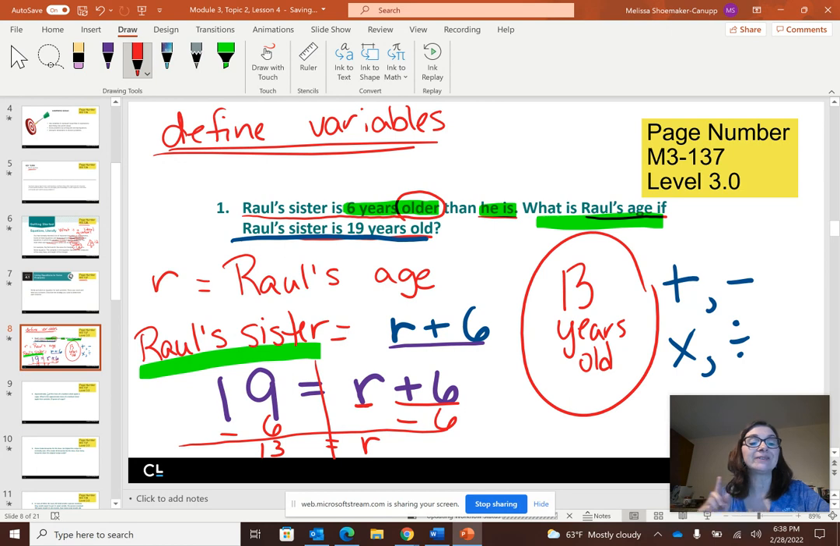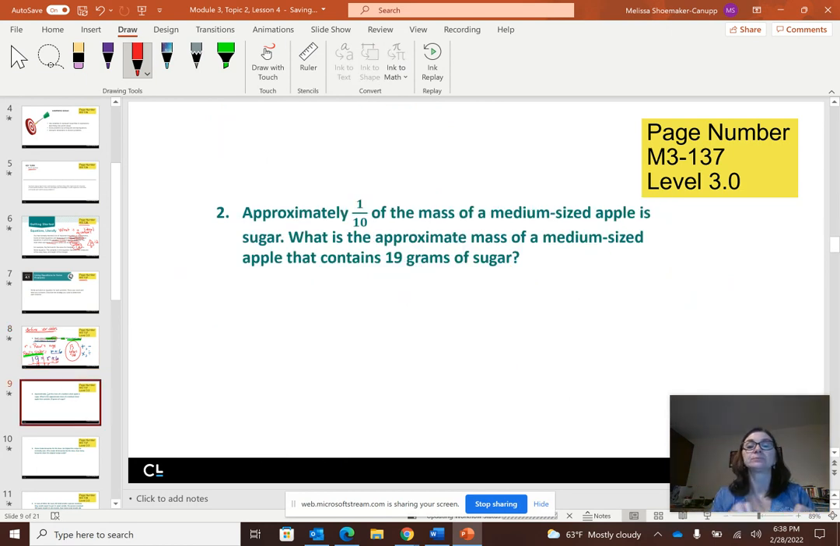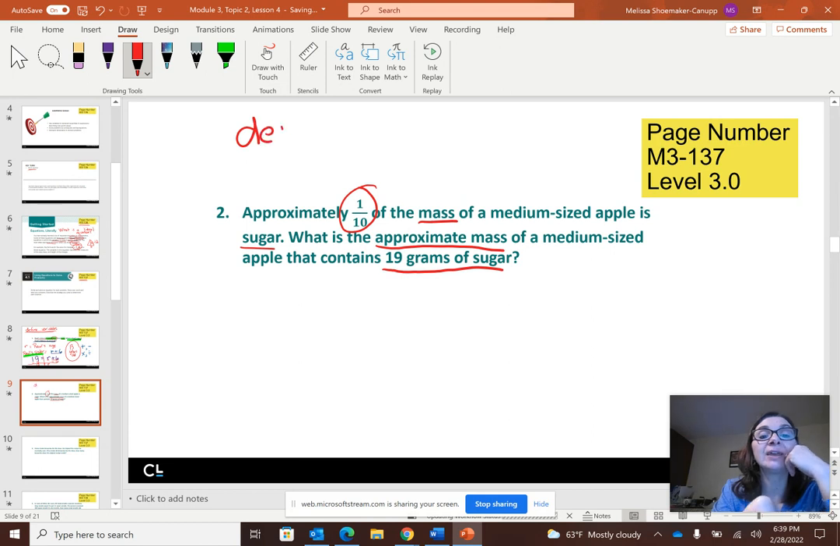Okay, let's take a look at the next one. Approximately, that means about 1/10 of the mass of a medium-sized apple is sugar. But it's all natural sugar. What is the approximate mass of a medium-sized apple that contains 19 grams of sugar? So I'm going to start at the beginning again. I'm going to define my variable. Wait a minute. That should be an F.